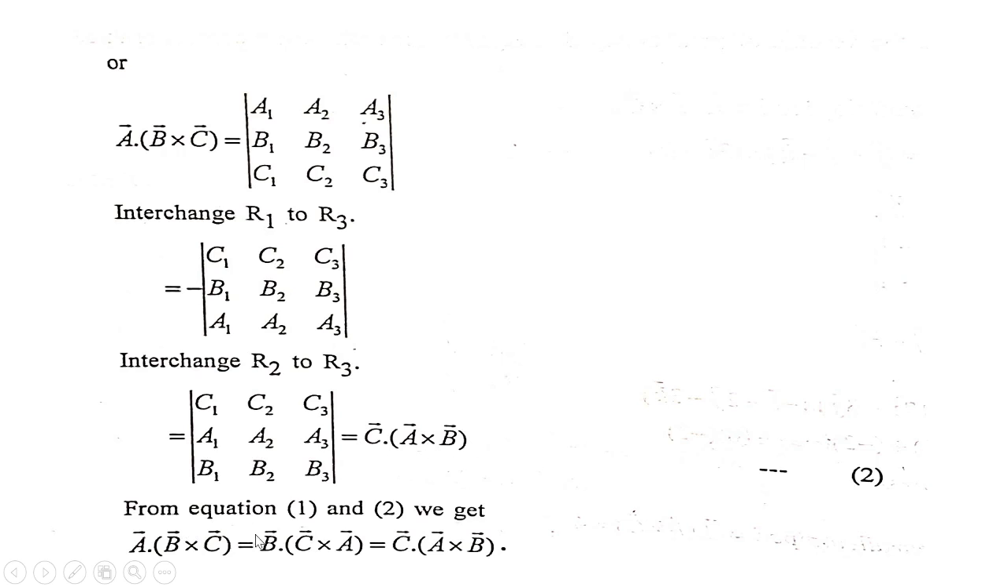So from equations 1 and 2 we get a bar dot b bar cross c bar equal to b bar dot c bar cross a bar equal to c bar dot a bar cross b bar.